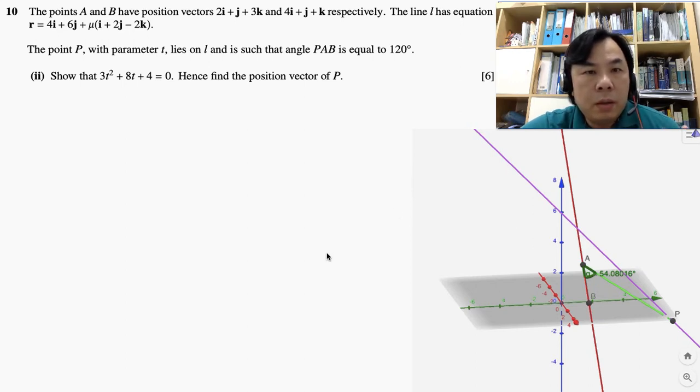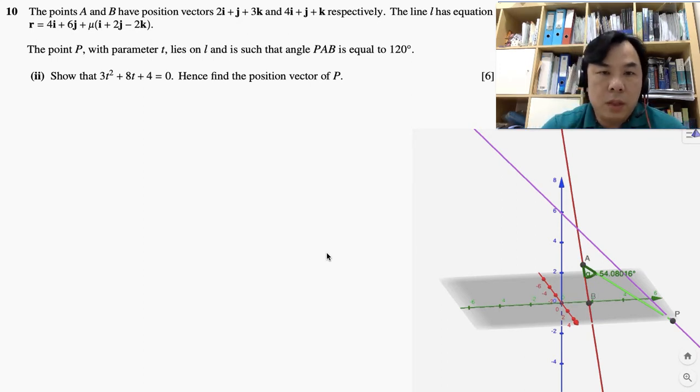If that is the case, we have to show that it will form a quadratic equation with the parameter t. Thereafter, we just need to solve that quadratic equation, and hence we should be able to obtain the specific position vector for P. Now let me show you how it would look in three-dimensional space here.